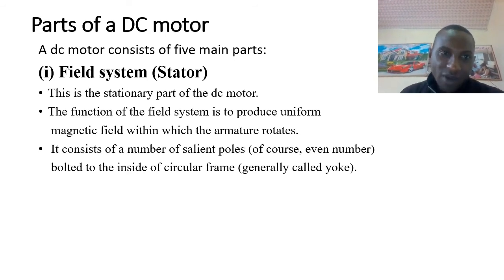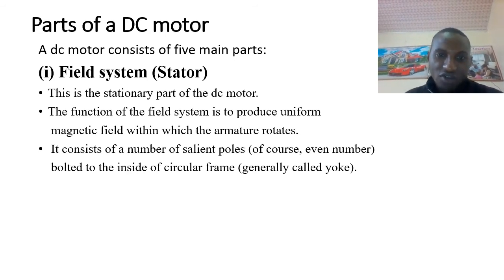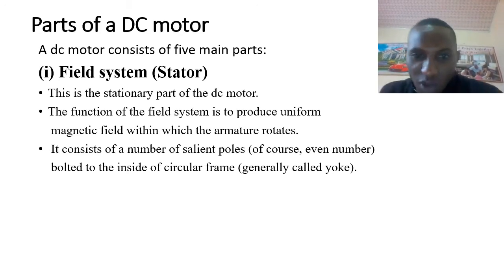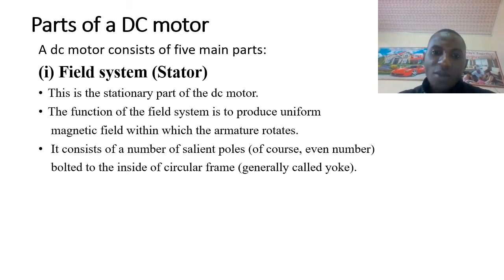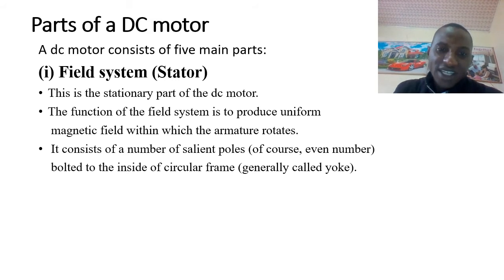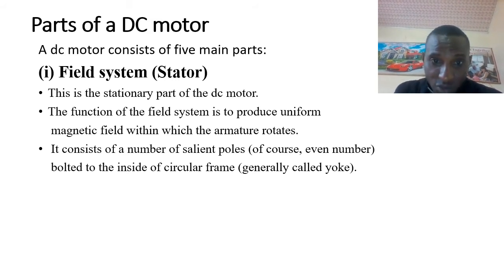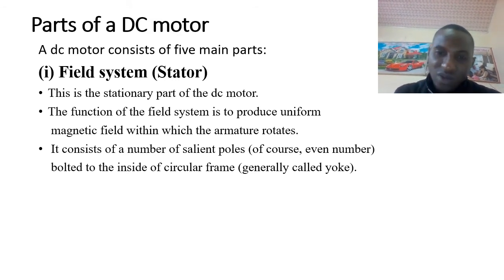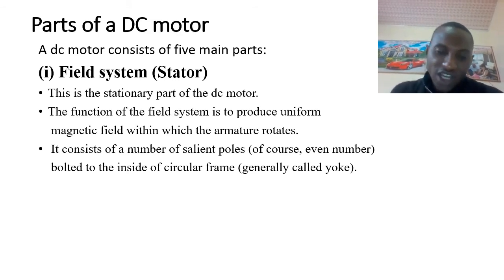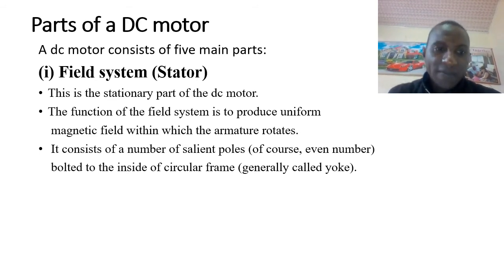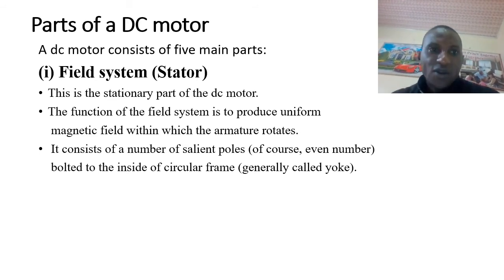Then lastly, about the field system, it consists of a number of salient poles. Salient poles means these are protruding. We have two types of poles. We have salient and non-salient poles, also smooth, which must be an even number, simply because the poles are induced as north pole and south pole in pairs.